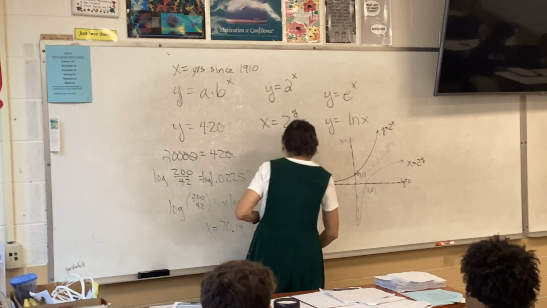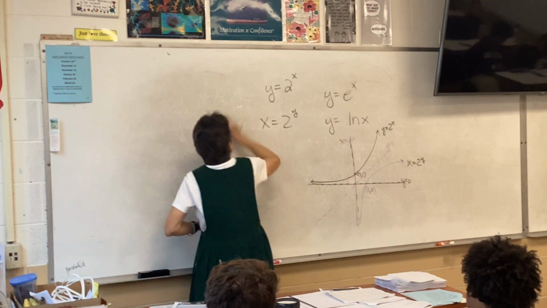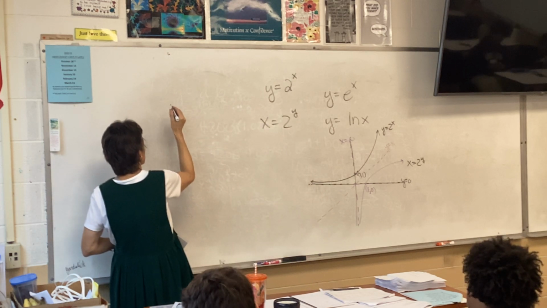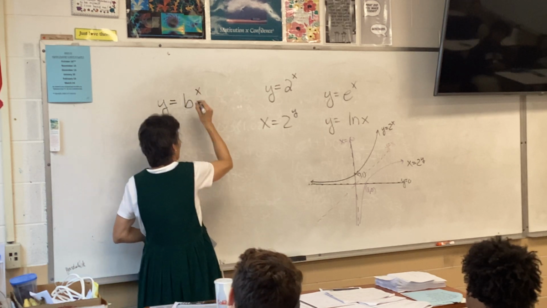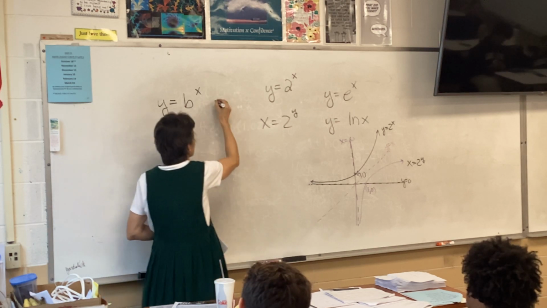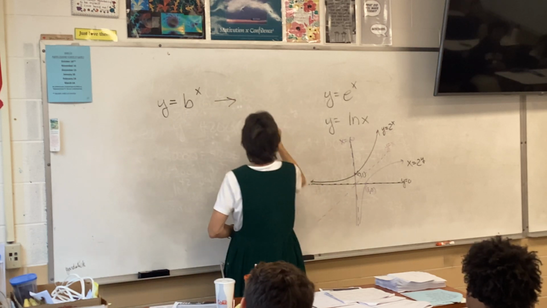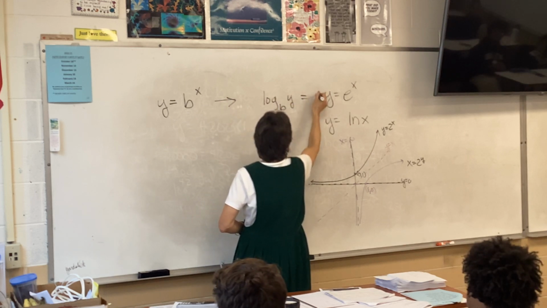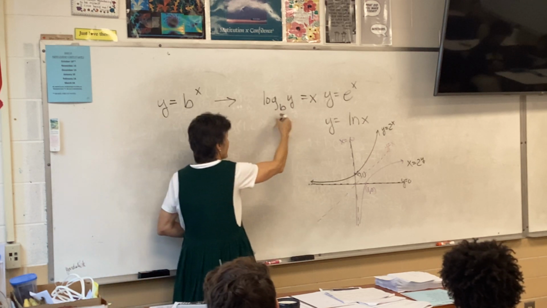Okay? All right, so let's do some work here. The most important thing I will say to you all week is, if you have something that looks like this, y equals b to the x, that's an exponential. That is the same and can be written as log base b of y equals x. These two things are exactly the same.